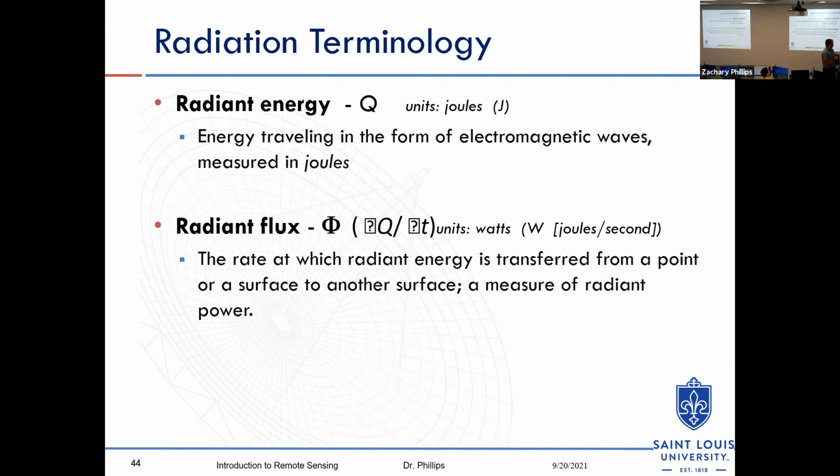The radiant flux is that energy being emitted from an area. Each pixel represents an area on the surface of the Earth. So the radiant flux is the radiant energy which is transferred from that pixel. It looks like the units got messed up here, so that is in joules per area per time.